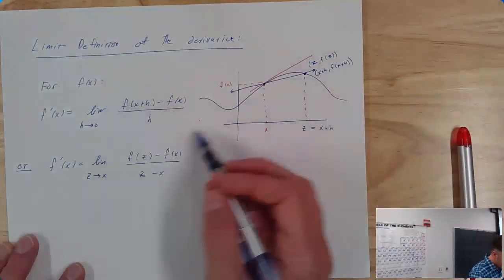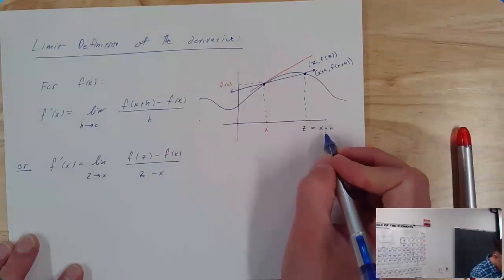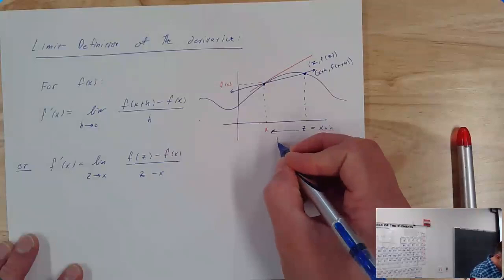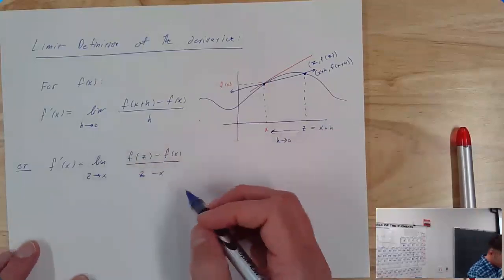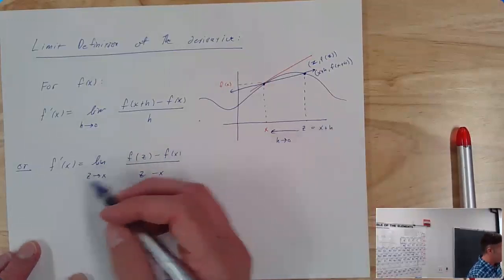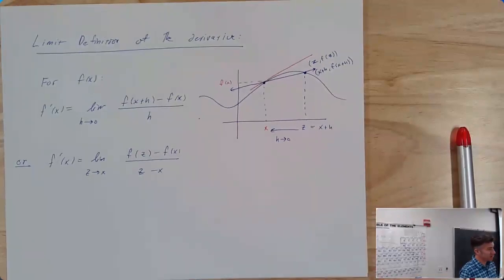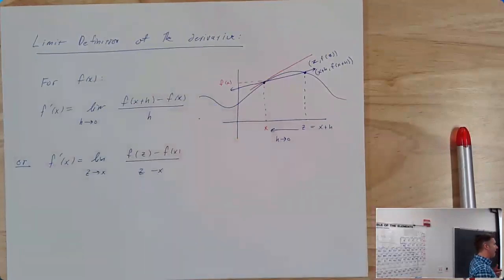In this way of writing it, we're letting h approach 0. If h approaches 0, this x plus h is getting closer and closer to x. Or writing it this way, we're letting this point z approach x, so we're literally writing the limit as z approaches x. So let's talk about why you might use one of these versus the other. I'm always going to default to using this first expression, and the reason is that it's algebraically less challenging to compute.